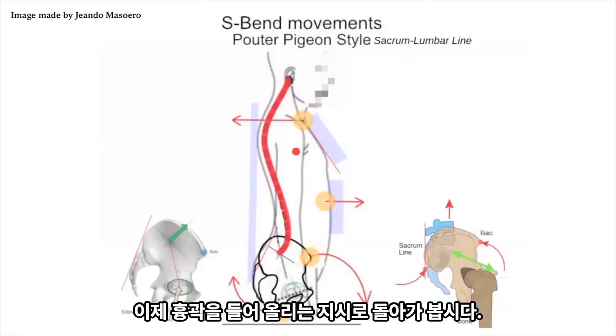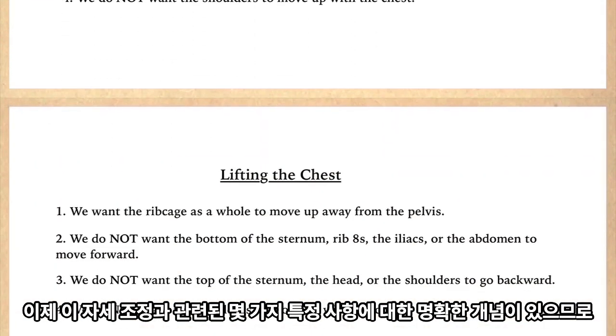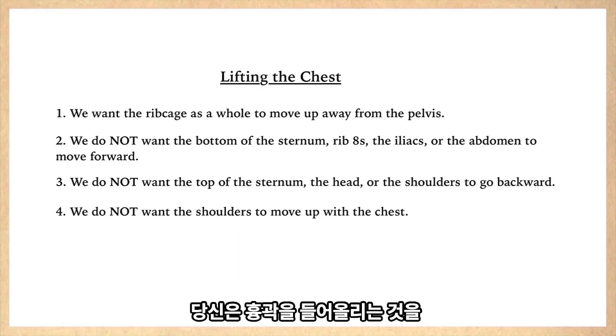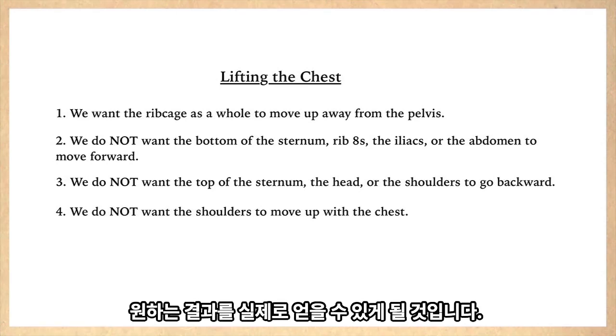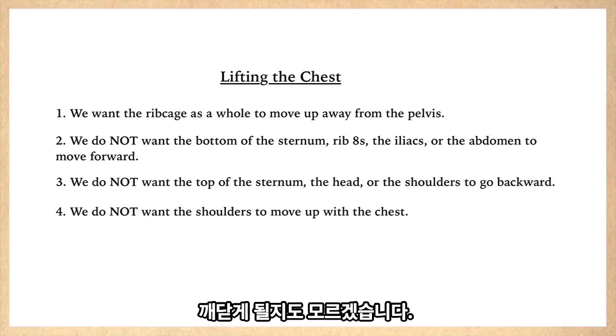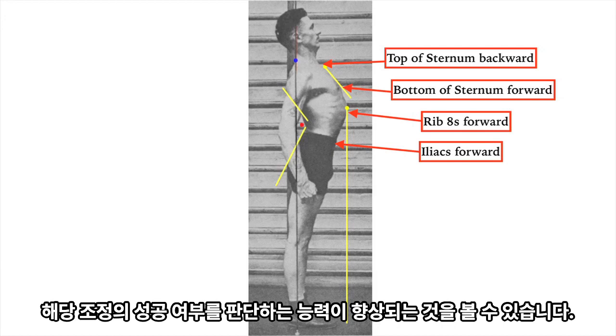So let's return to our directions for lifting the chest. And now that we have a clearer conception of some of the specific points relevant to that adjustment, you may find it a little easier to make the adjustment of lifting the chest and actually get the result you want. But perhaps you'll find that actually you've only realized that before you were not really getting the result you wanted. And so we can see that as our conception of an adjustment becomes clearer, our ability to accurately judge our success in accomplishing that adjustment improves.